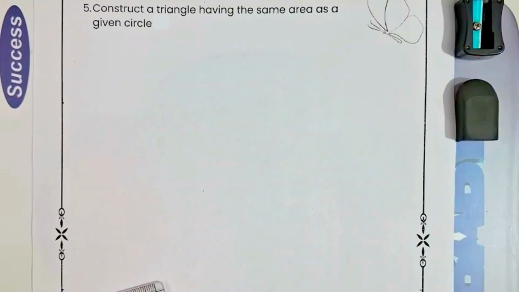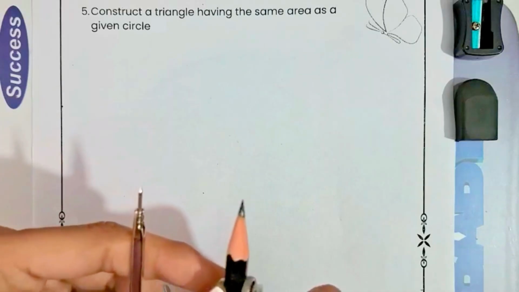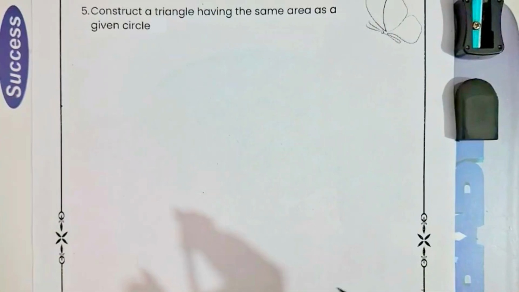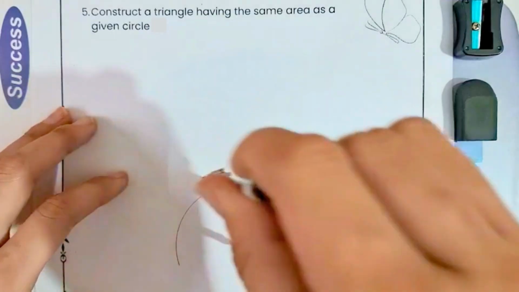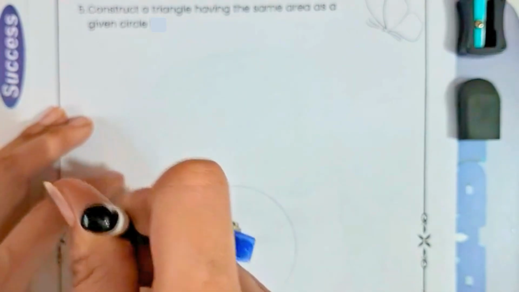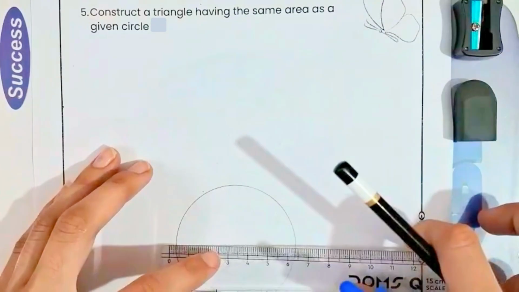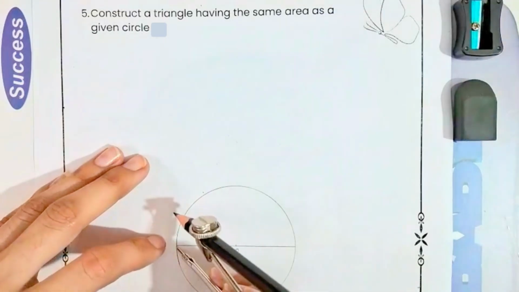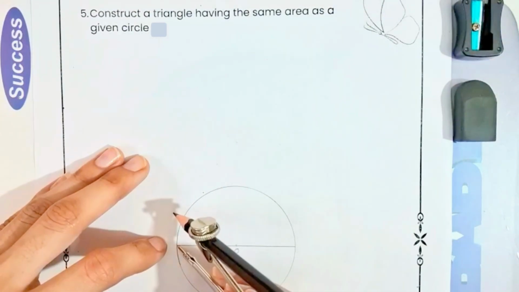Construct a triangle having the same area as a given circle. At any random distance in your compass, draw a circle with a radius of about 3 to 4 centimeters. Draw the diameter on the left side of the circle.